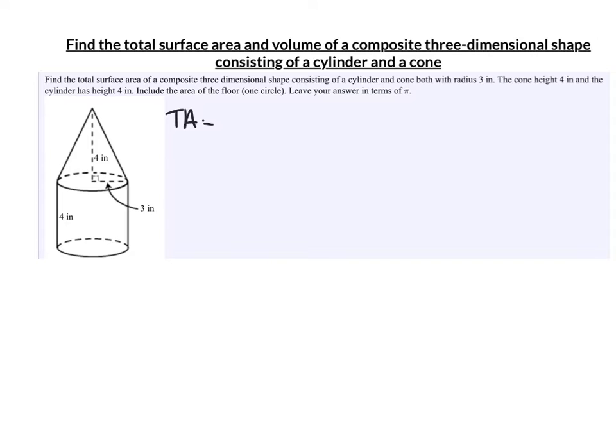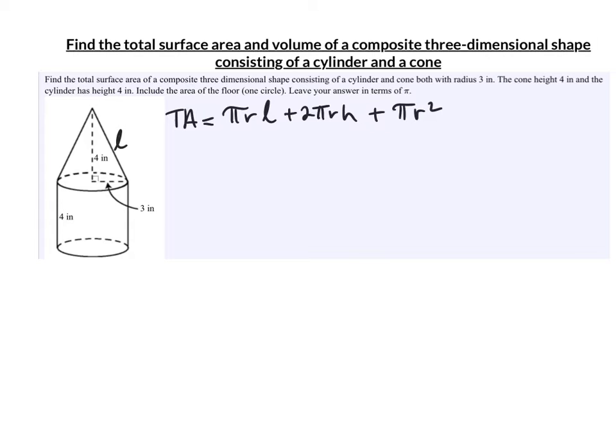So our formula will look like this. Our total area will be the lateral area of a cone. That's pi r L. Remember, L is the slant height. Plus the lateral area of a cylinder, which is 2 pi r h, plus one circle, that's pi r squared.